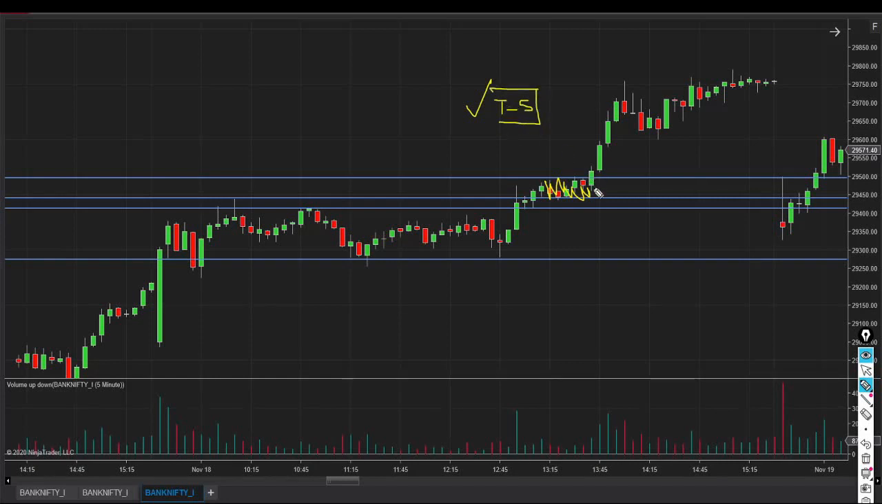during live markets. Once this price makes a breakout, I will be very clear that the stock is ready to move towards upside. I will plan my buy trade, and when to enter, how to enter, I will share during the trade setup video. But look at this. Once this price makes a breakout, this level is 29,500 on your right side. You could see 29,500, a Bank Nifty chart.